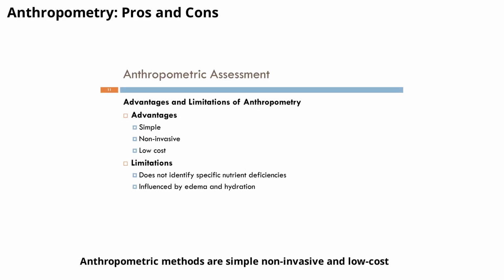Anthropometric methods are simple, non-invasive, and low-cost, making them accessible for large-scale use. However, they have limitations. They cannot identify specific nutrient deficiencies and may be influenced by factors like edema or hydration status. Understanding both the strengths and weaknesses of anthropometry helps ensure its effective use in public health nutrition.